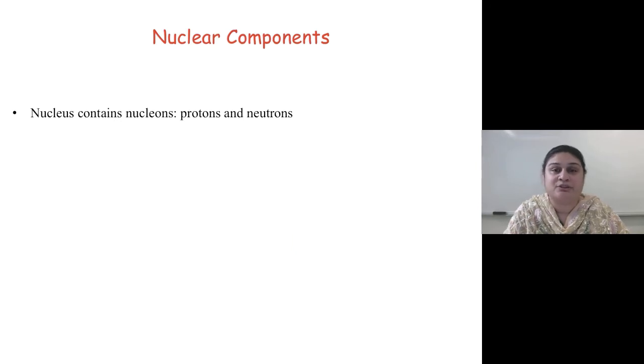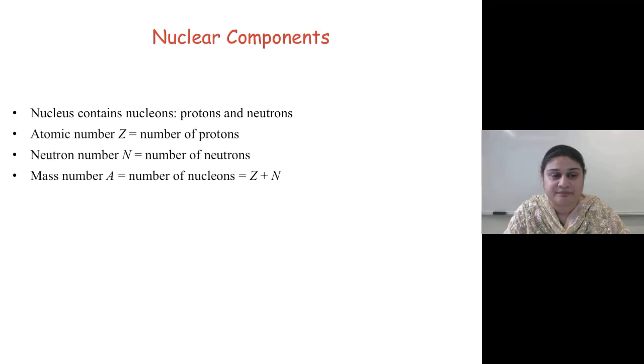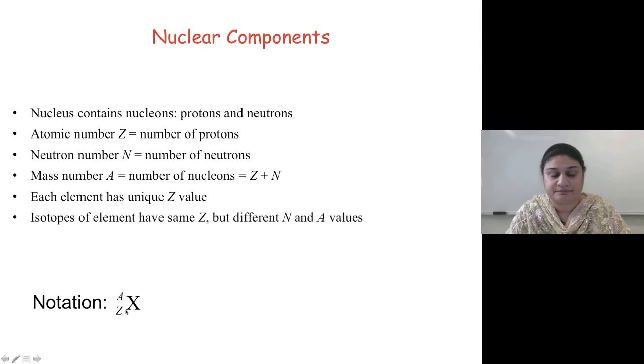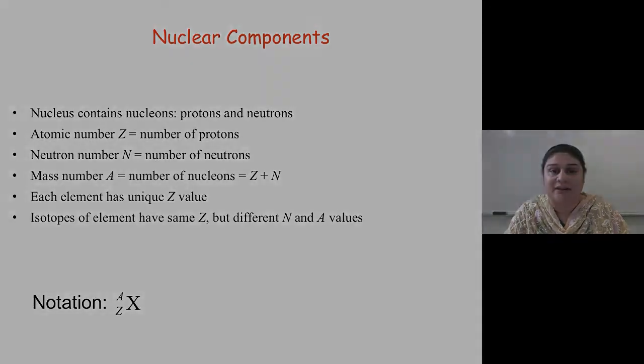Now let's talk about nuclear components. The nucleus contains nucleons: protons and neutrons. Atomic number Z defines the number of protons in an element. Neutron number N defines the number of neutrons in an element. Mass number A is the number of nucleons contained in the element itself, which is the sum of Z plus N. Each element has a unique Z value. Notation-wise, this is how we're going to write elements: X, A, and Z. Isotopes of elements have the same Z, but they can have different N and A values.